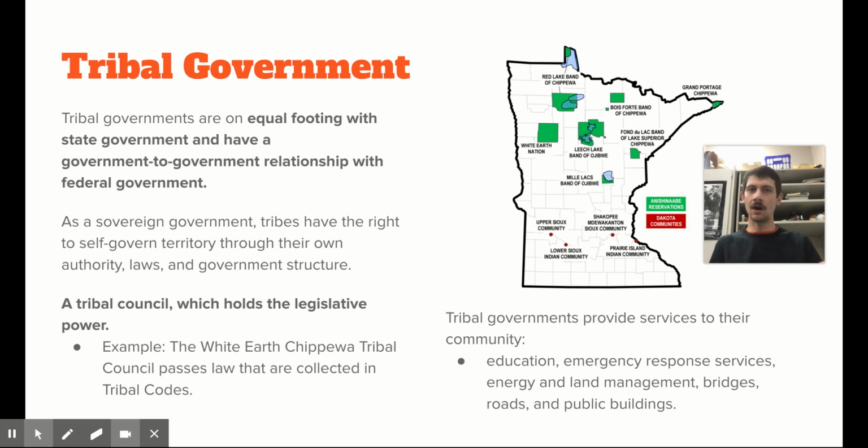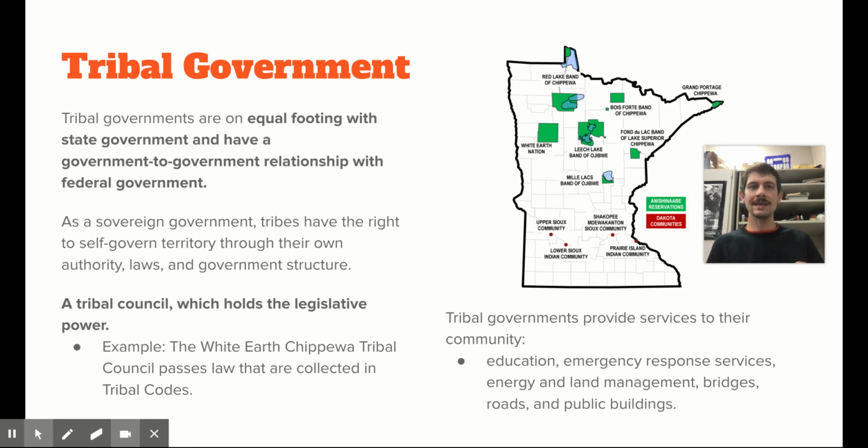They are all independent, sovereign governments that make their own rules, their own laws. They have their own structure. They provide services for their own people. They provide education, emergency responses. And the group of people that are passing these ordinances, these laws within a tribal Native American reservation, it's typically a tribal council. They're going to hold the power. So if we're talking about the White Earth Tribal Council, they pass laws in tribal codes.